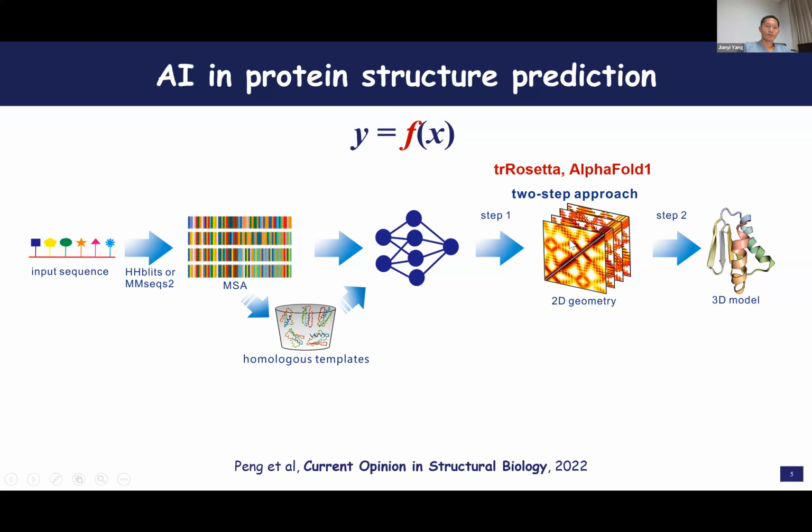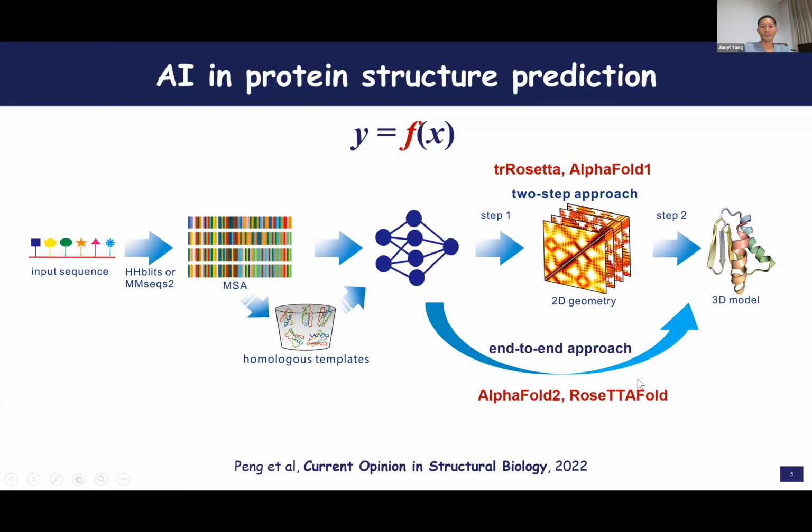But the problem with this kind of two-step approach is that the accuracy is limited. To improve on it, ideally we can predict the 3D structure directly from the neural network. That's called the end-to-end approach. The representative methods for this end-to-end approach are AlphaFold 2 and also RoseTTAFold.